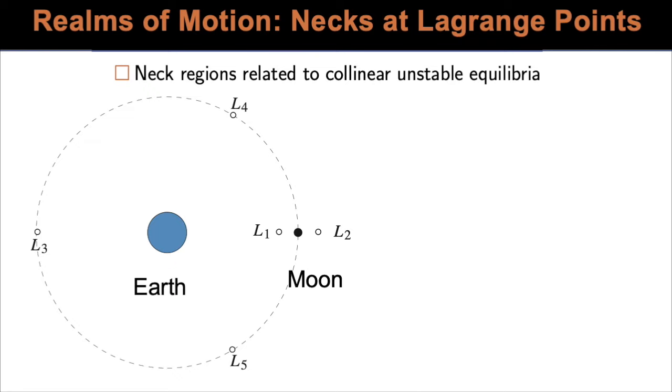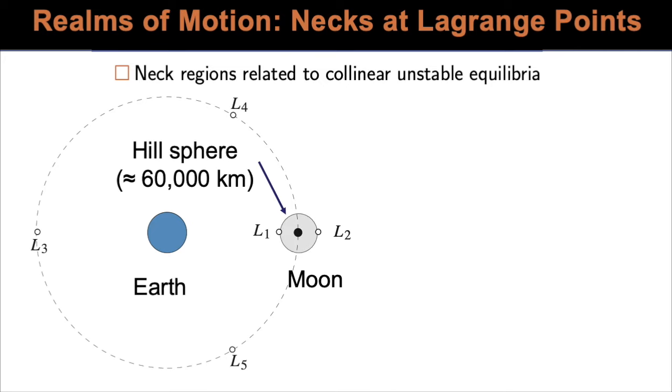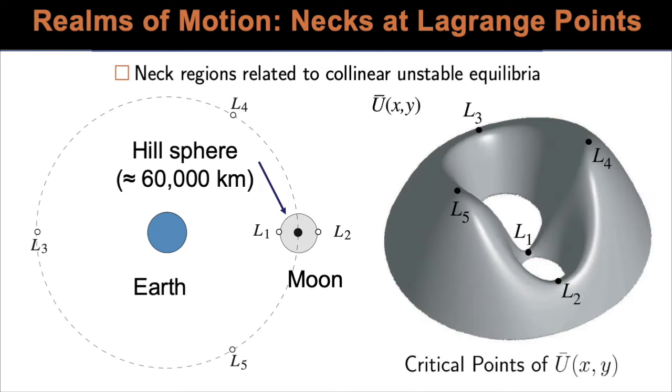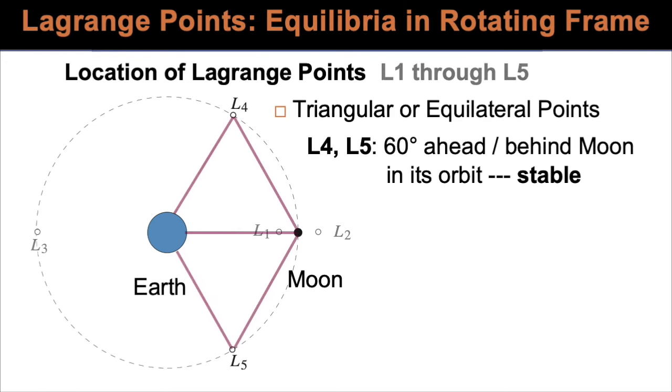All right? So let's look at these neck regions, these bottleneck regions. They're related to the Lagrange points, in particular L1, L2, and L3. The Hill sphere is roughly the definition of the sphere of influence around the Moon, and with a radius of 60,000 kilometers, it touches both L1 and L2, roughly. There are some details, but it's pretty close. And these points, the Lagrange points, if you remember that surface of the effective potential I showed before, they're all critical points. They are the five critical points of this effective potential energy. Yeah, this is L1 through L5.